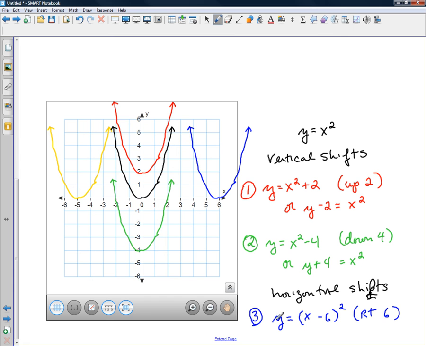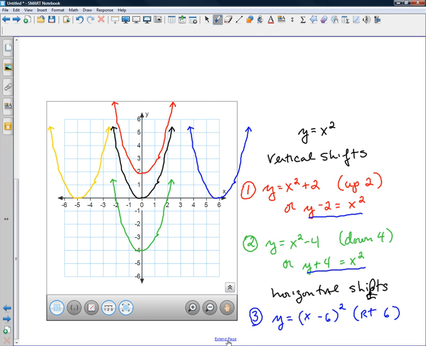And again, this might seem counterintuitive unless you start comparing it with this one and this one, those horizontal shifts where you thought about restoring it to the original one. That's what I like to do here, that it's over 6, so you'd have to take 6 away to get it back to where it was originally to make it x squared.